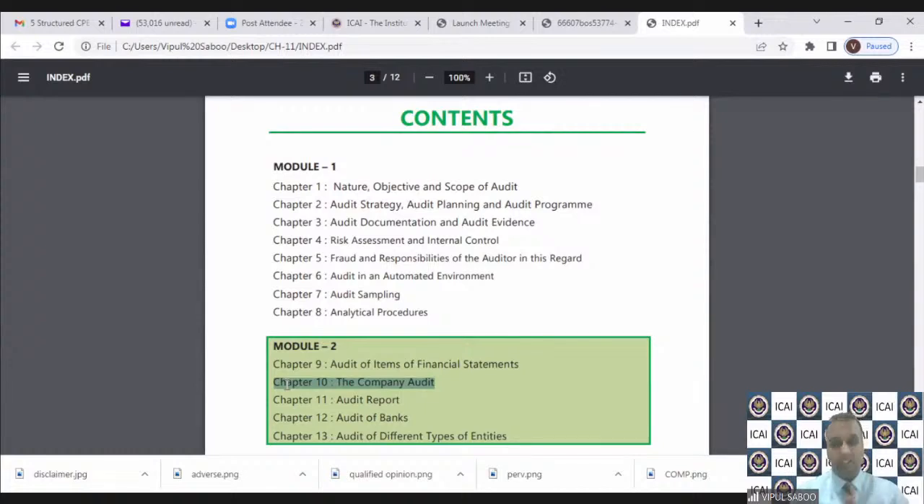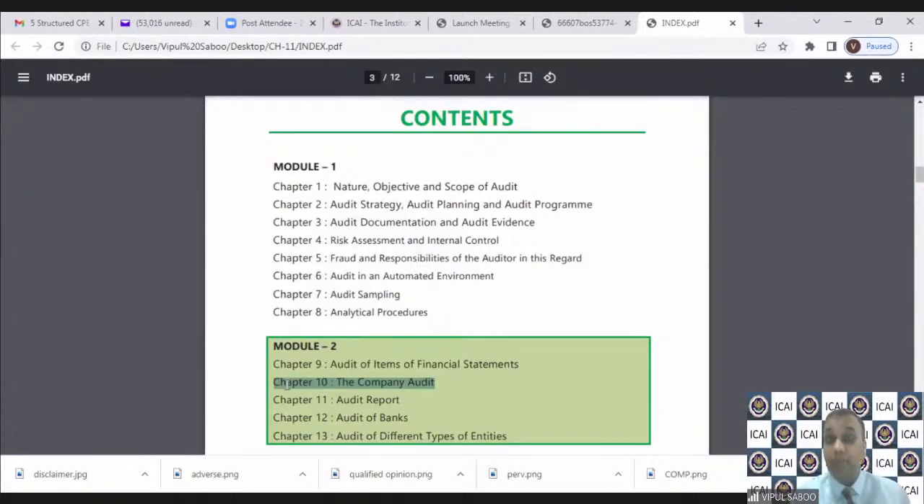After doing all this, we are done with our audit. Then we move to chapter 11, audit report. So an auditor gets an assignment, a work, he has to perform audit. Now the main part is the audit report.